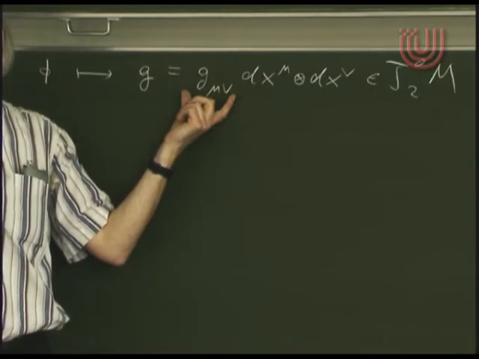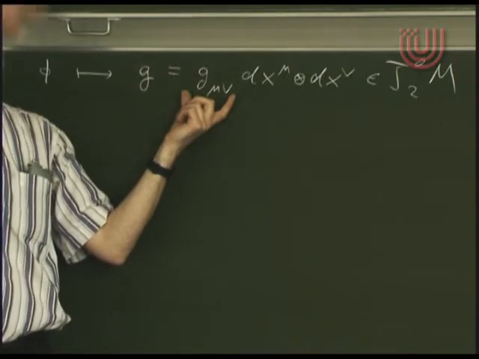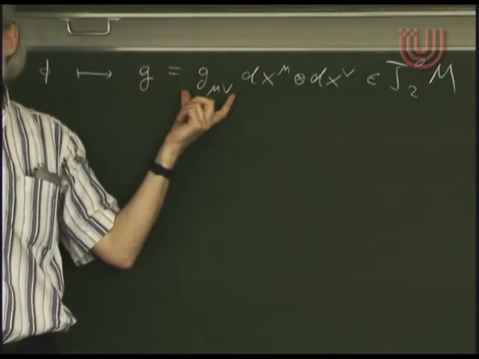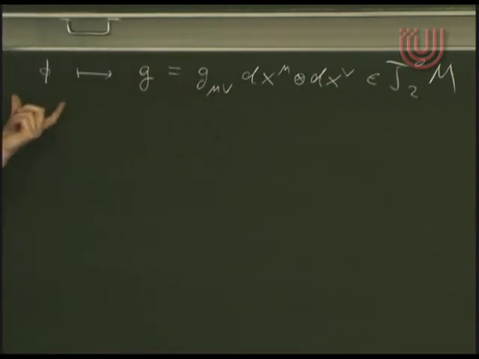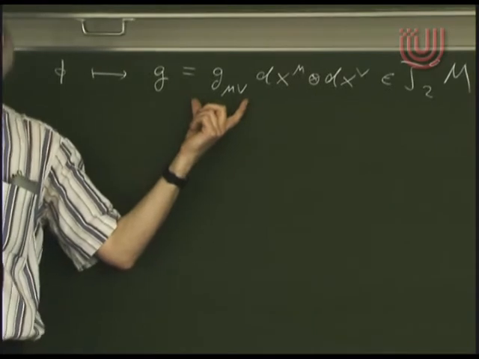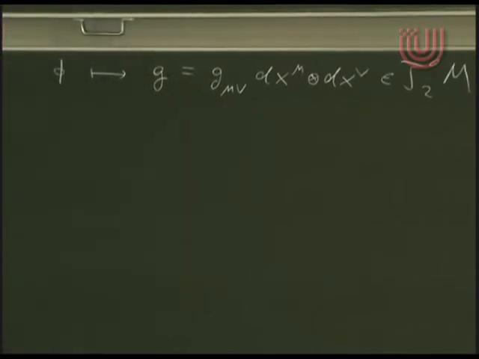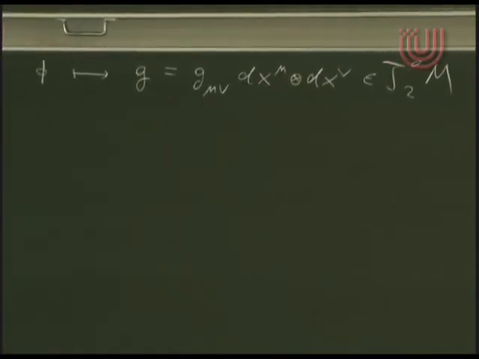10, I would say 10. Four on the diagonal and six off the diagonal. The other six are then determined by symmetry. So these are 10 scalars. Where we had one scalar in Newtonian theory, now we have 10 scalars. So you can already imagine that the analog of the field equation will become more complicated.